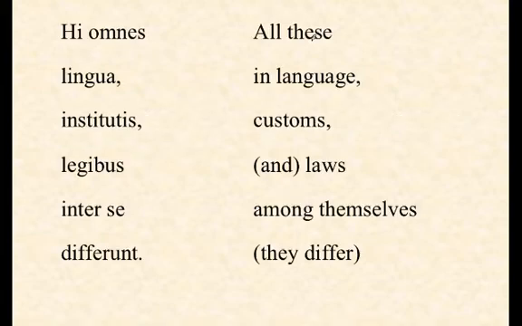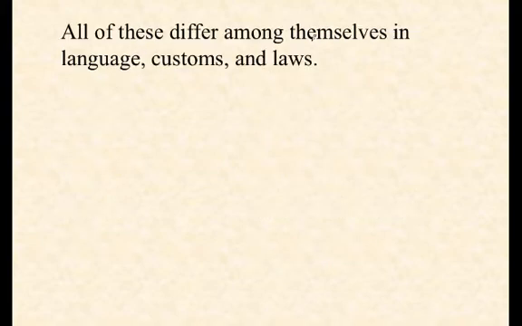And so, put it all together. Hi omnes, lingua, institutis, legibus, inter se differunt. All these, and meaning, by the way, this is all the different Celtic tribes. I know it's been weeks since we talked about this, so let me remind you. We're talking about the Celts and the Aquitani and the Belgae. All these in language, customs, and laws differ among themselves.